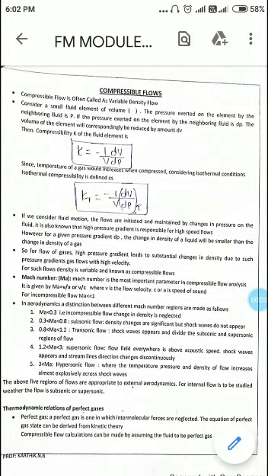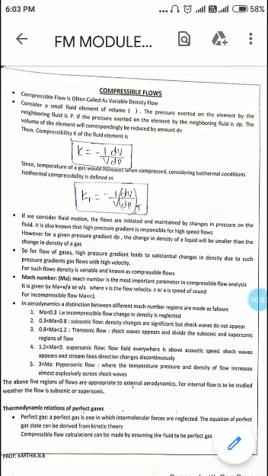Okay, we'll start the concept of compressible flow. Compressible flow is also known as variable density flow. Consider a fluid element of volume V. If the pressure exerted on the element by the neighboring fluid is P, then there is a change in the pressure of that element, that is ∂P or dP. The volume of the element will correspondingly reduce by the amount dV.